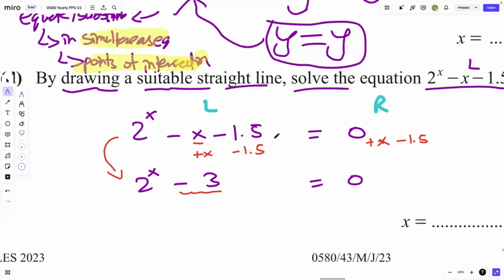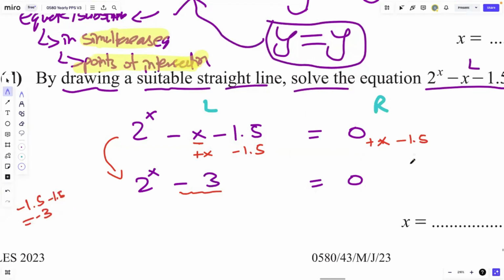Or in other words, you can understand that I'm taking the x on the other side, so it's going to become plus x. It's the same thing. And the negative 3 I need on this side, so I already have a negative 1.5, so I'll do another negative 1.5, because negative 1.5 and negative 1.5 actually add up to minus 3. That's how I get the minus 3.